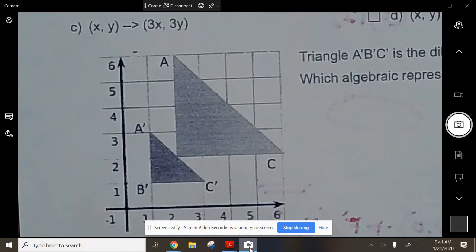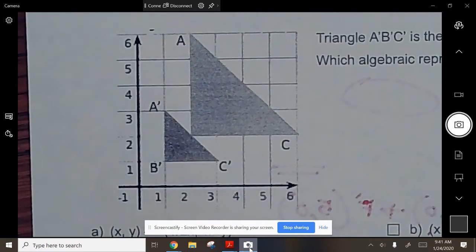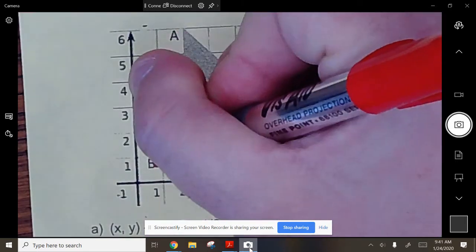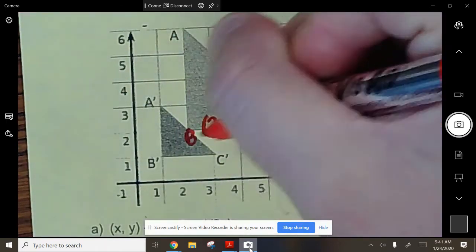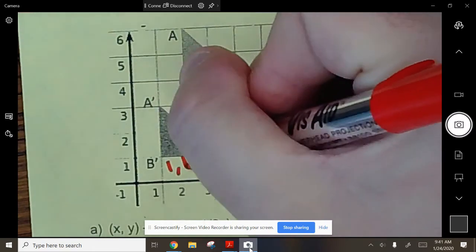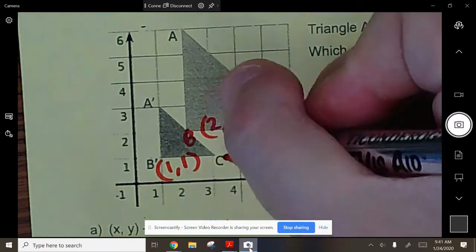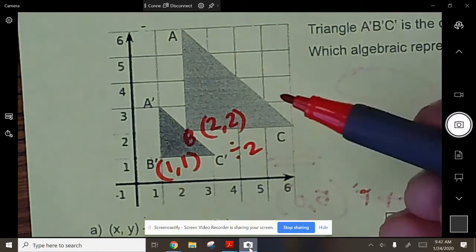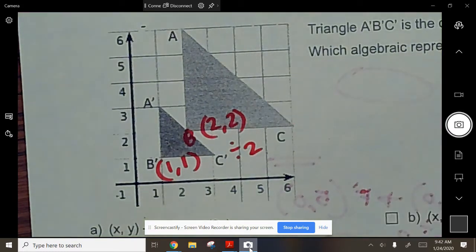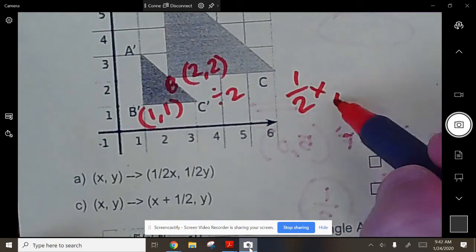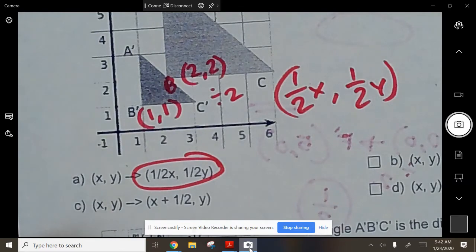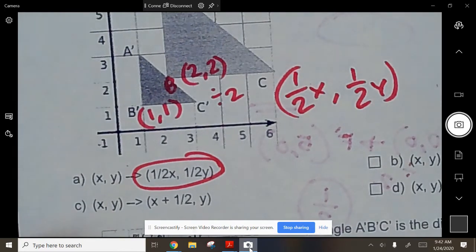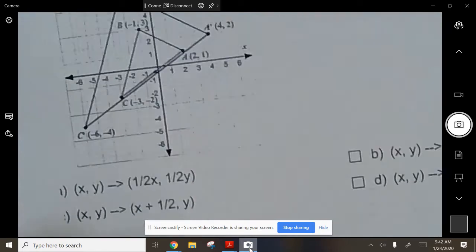So we're going to figure out the rule again. Let's go from B. This is B, and you can't see it, but this is B right here. I go over 2, up 2 to B prime, which is 1, 1. And it's pretty easy to see that it got divided by 2, or got cut in half. Anytime you divide something by 2, you get cut in half, right? So your rule would be 1/2 x, 1/2 y, okay? Again, do the best you can today. There's going to be some easy questions, and there are going to be some that are going to try and trip you up. Just take your time, use your graph paper, use your patty paper.